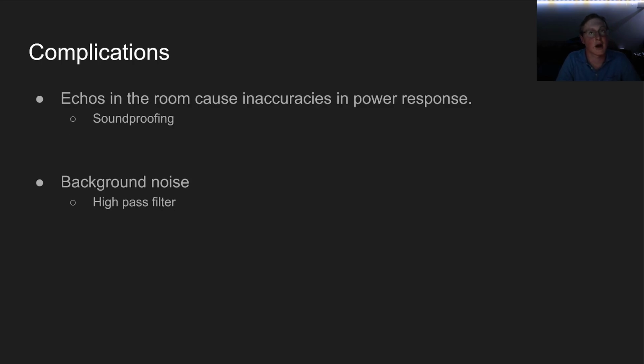There were 2 main complications in this experiment. The first one was echoes in the room, causing an inaccuracy in the power response. This was solved by soundproofing using heavy padding like blankets to mitigate the issue. Another issue was background noise, such as the AC unit in the room. To address this, a high-pass filter was used to just isolate the 1 kilohertz sine wave and above.